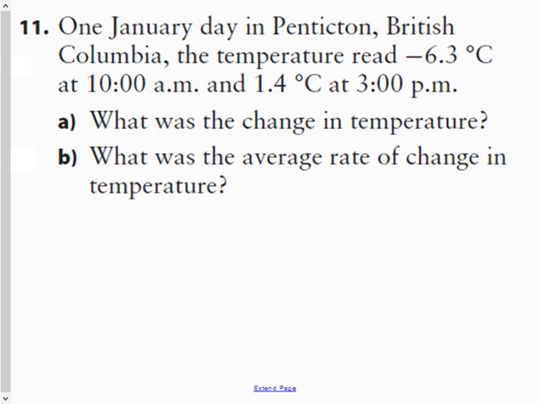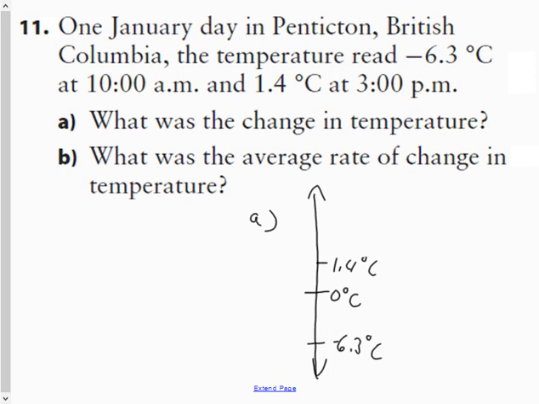Question 11, we have a similar question. On one January day in Penticton, British Columbia, the temperature read negative 6.3 degrees at 10 a.m. and 1.4 degrees at 3 p.m. What was the change in temperature? So for this one, for A, I'm going to draw a vertical line this time, and I'm going to put 0 degrees Celsius here. I'm going to put negative 6.3 degrees Celsius here, and 1.4 degrees Celsius here. What was the change in temperature over that time?